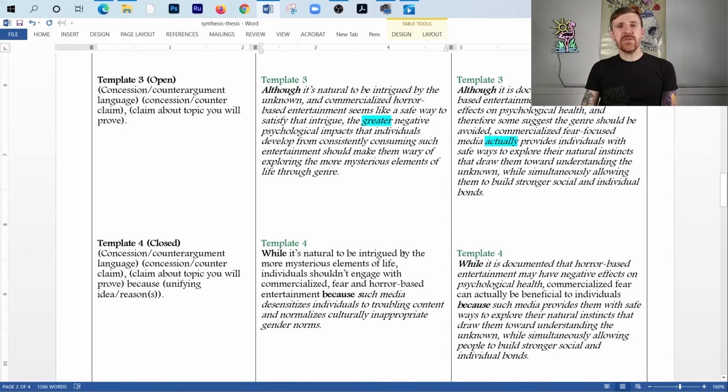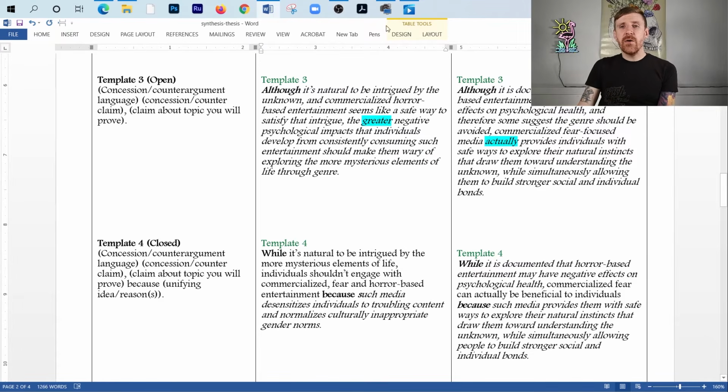Let's go down to template 3 here. And you're going to notice that template 3 invites us to have some sort of concession language or counter argument language. When you concede, you say, yeah, this is right. When you produce a counter argument, you say, some people might think this, but I'm going to prove it wrong. So you're going to have concession language, like although, though, even though, while, since, things like that. And then you're going to put your concession or your counter argument there, and then you're going to make your claim. But notice that we don't have a because in this template. So this one's going to be nice and open.